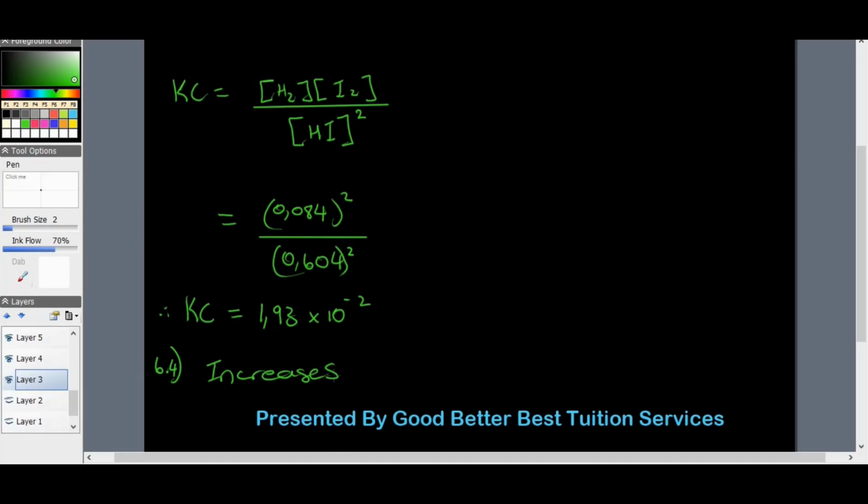And 6.4 wraps up question 6 for this paper, as well as the chemical equilibrium section of this chemistry paper. Please stay tuned for more videos where we will look at a couple more sections of this paper.